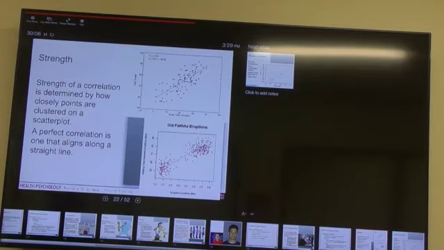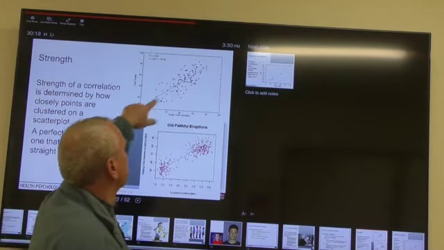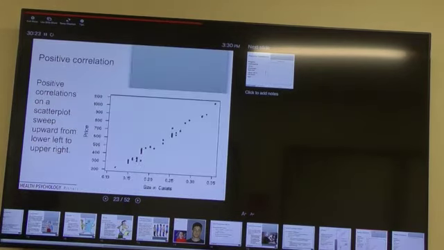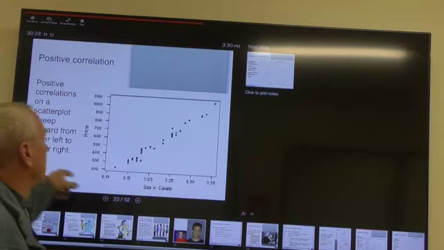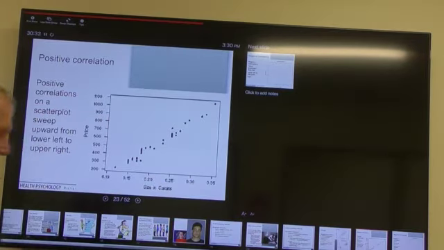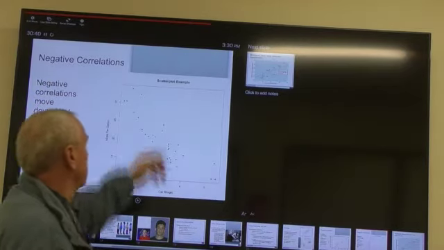Strength of a correlation is determined by how closely points are clustered on a scatter plot. This is the reason you do a scatter plot. A perfect correlation is one that aligns along a straight line, and as you can see, this one does align in a straight line. Positive correlations on a scatter plot sweep upward from lower left to upper right in this direction. That's the way they work. Negative correlations move downward from the upper left to the lower right, just like in this situation.